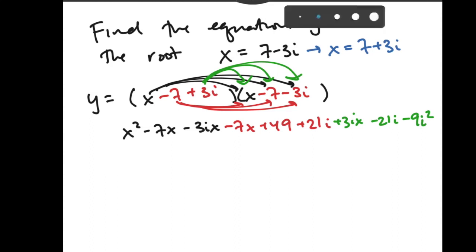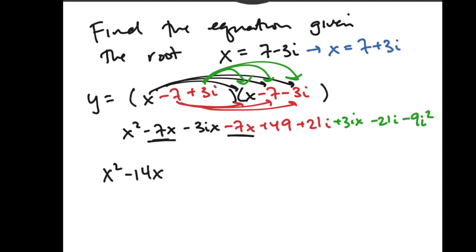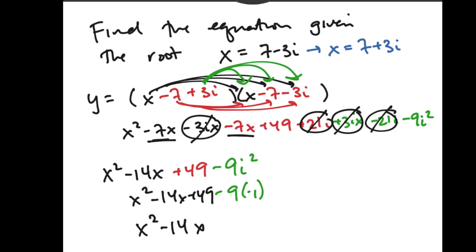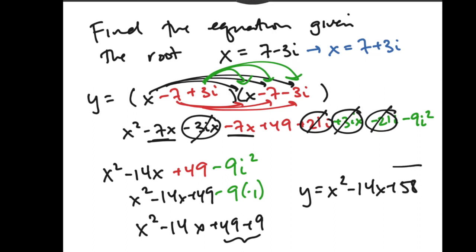Again, things will cancel out. So I have my x squared. My negative 7x is combined to negative 14x. The 3ix's cancel out. The 21i's cancel out. I'm left with plus 49 minus 9i squared. And I'm going to plug this in. So it becomes negative 9 times negative 1. So it becomes x squared minus 14x plus 49 plus 9. I can combine those two, so my answer is x squared minus 14x plus 58.